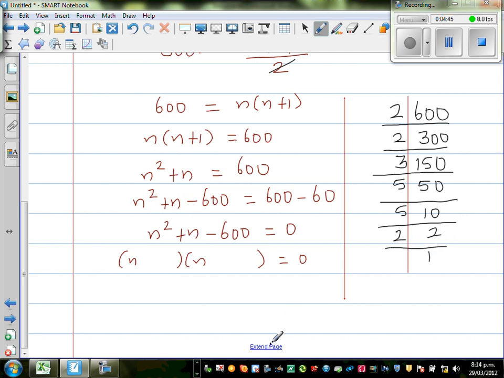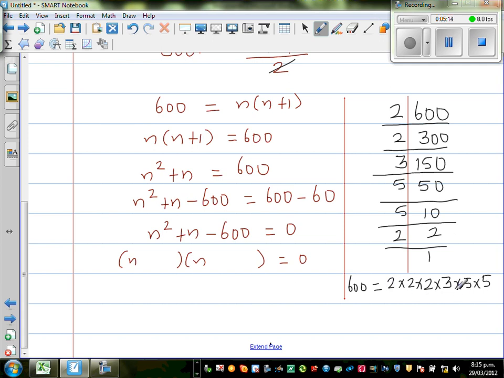Okay, so what does this mean? So 600, can I write 600 is equal to how many 2s? 2 times 2 times 2. How many 3s? 1. 3 times 3 times 5 times 5. So this is called the prime factorization of 600.